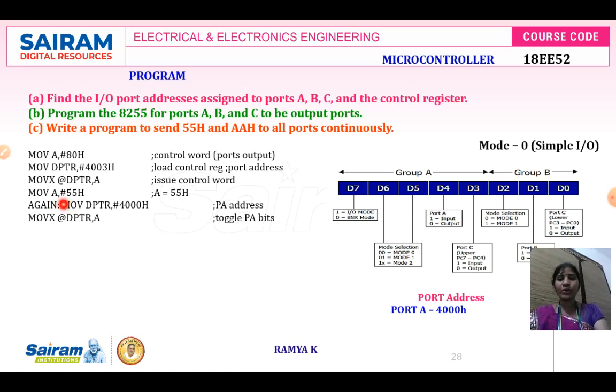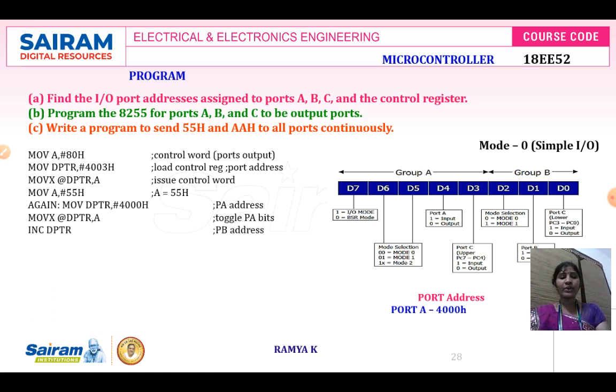In MOV A, #55, this particular instruction says that 55 is the data. As we have used an immediate addressing mode, that is moved on to the accumulator. Then MOV DPTR, #4000 means in DPTR, using an immediate addressing mode, you are storing the address of port A. Then in this address we are going to move the content of the accumulator. Therefore MOVX @DPTR, A.